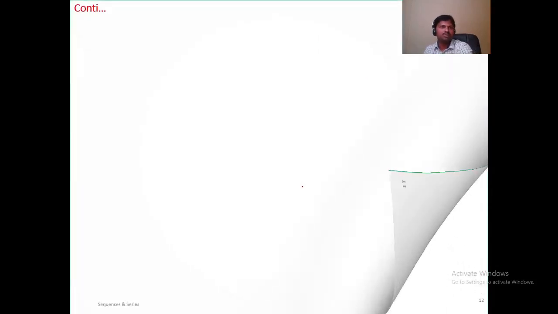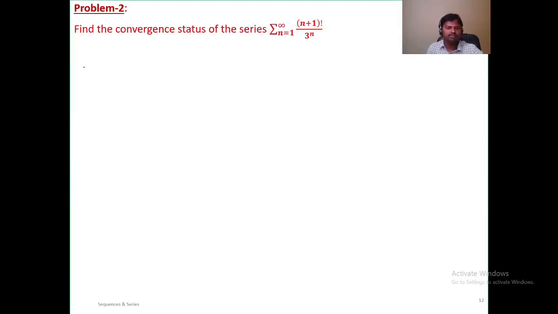Next, similarly, problem number 2. Look at this problem. Yes, same here. Look, a factorial term is present, so we may apply the ratio test. By using another test also we can do it, but the suitable method is the ratio test. So now here a n is n plus 1 factorial upon 3 raised to n. Now what is a n plus 1? Instead of n you write n plus 1. What will you get? n plus 2 you will get, right? n plus 2 factorial upon 3 power n plus 1. Instead of n, just write n plus 1.